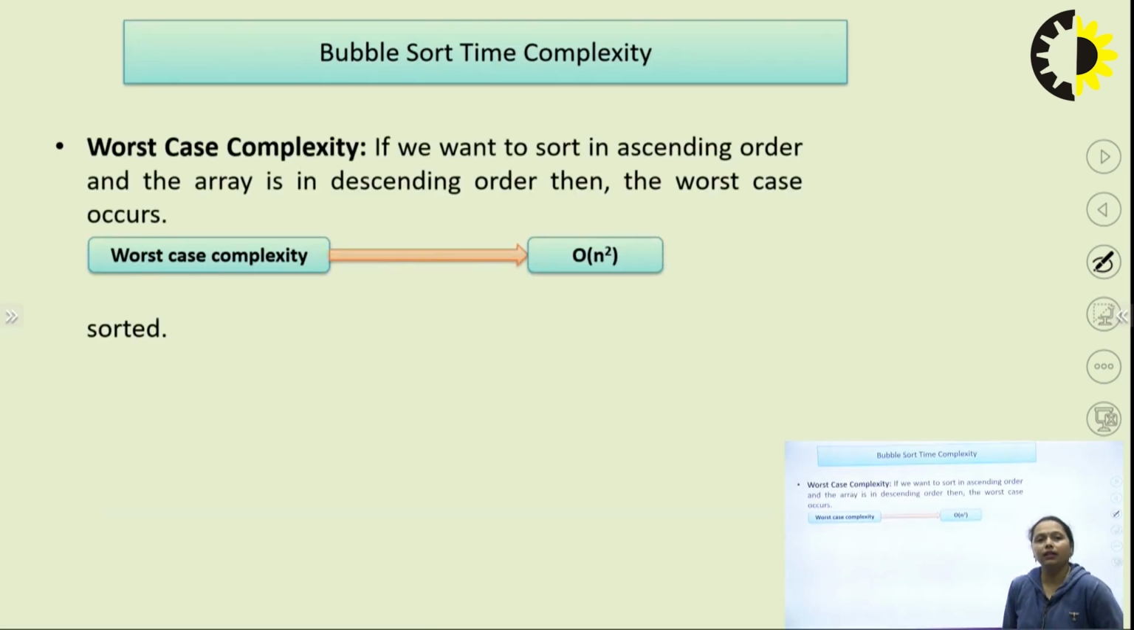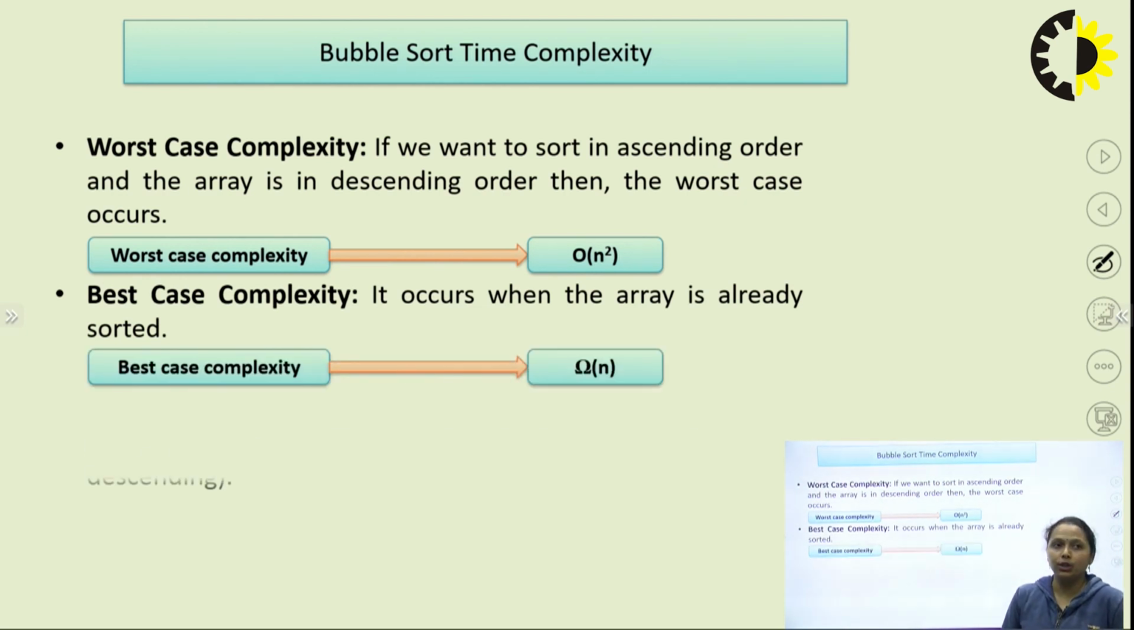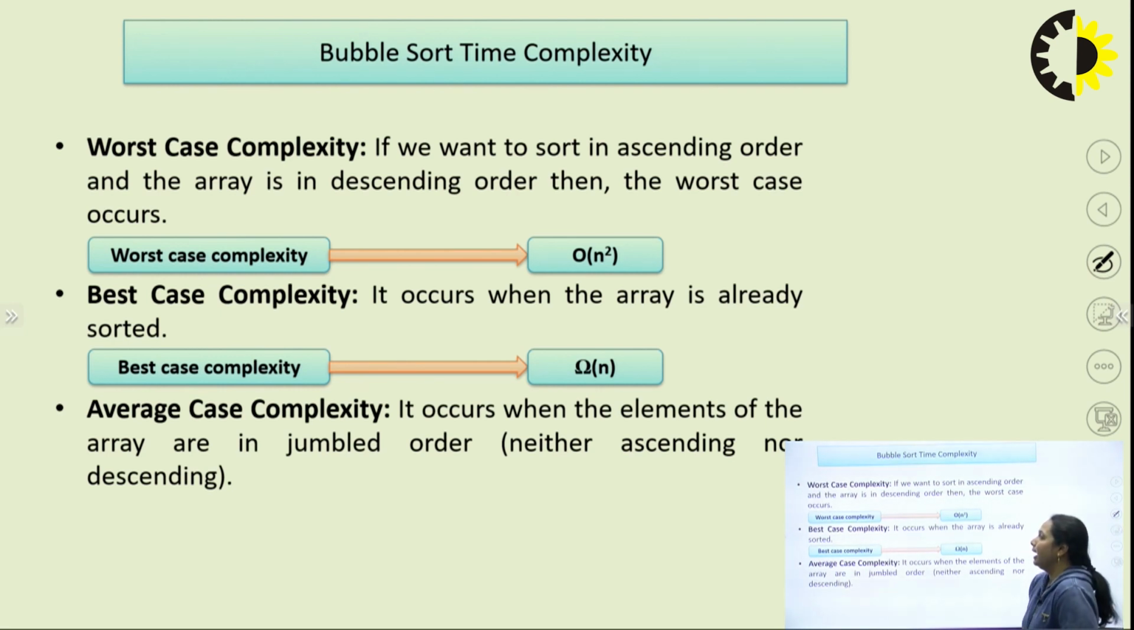So when we discuss the time complexity of bubble sort, it is O of n square for the worst case, and for the best case it is omega of n.